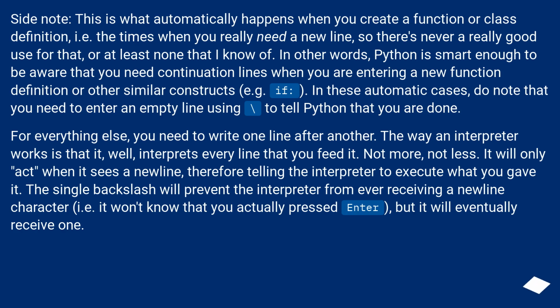The way an interpreter works is that it, well, interprets every line that you feed it. Not more, not less. It will only act when it sees a new line, therefore telling the interpreter to execute what you gave it. The single backslash will prevent the interpreter from ever receiving a new line character, i.e. it won't know that you actually pressed enter, but it will eventually receive one.